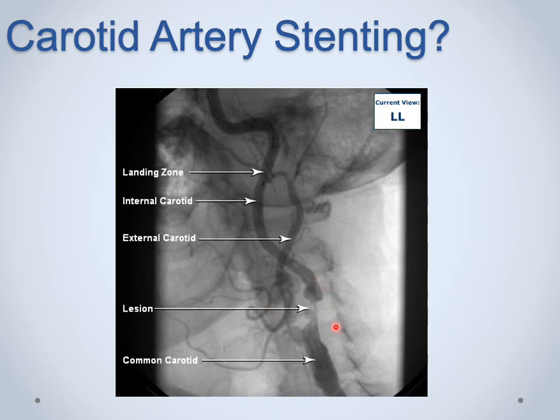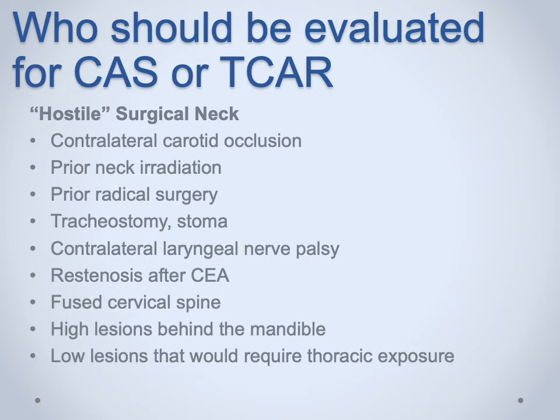Now, we can identify that this patient would potentially be a good candidate for carotid artery stenting simply because they have a good landing zone in the common carotid and in the internal carotid artery. There are two specific types of carotid stenting. You can either have transfemoral carotid stenting, CAS, or TCAR, which is transcarotid artery revascularization, and I'll go into the details about that. But these should be considered, compared to the gold standard of a carotid endarterectomy, for patients who have hostile necks.